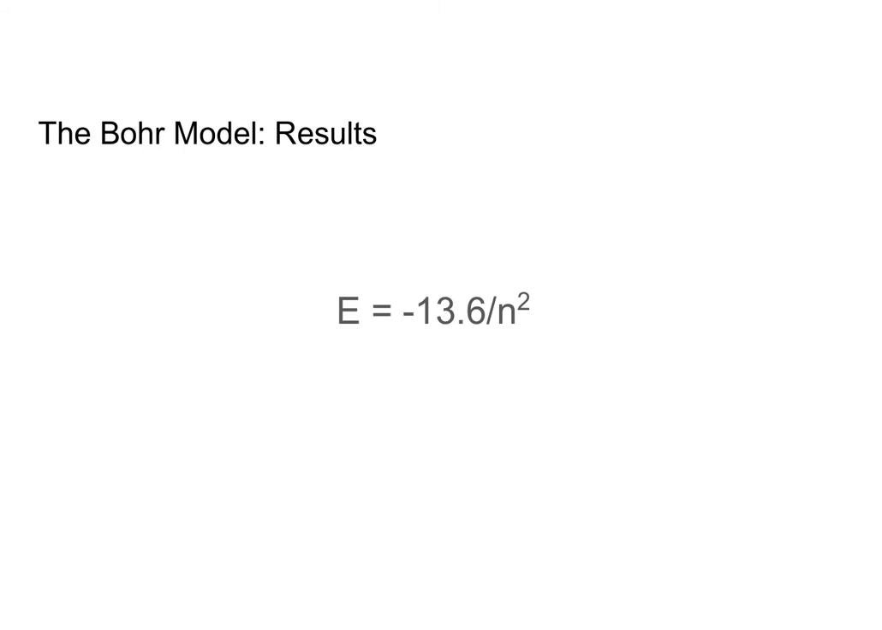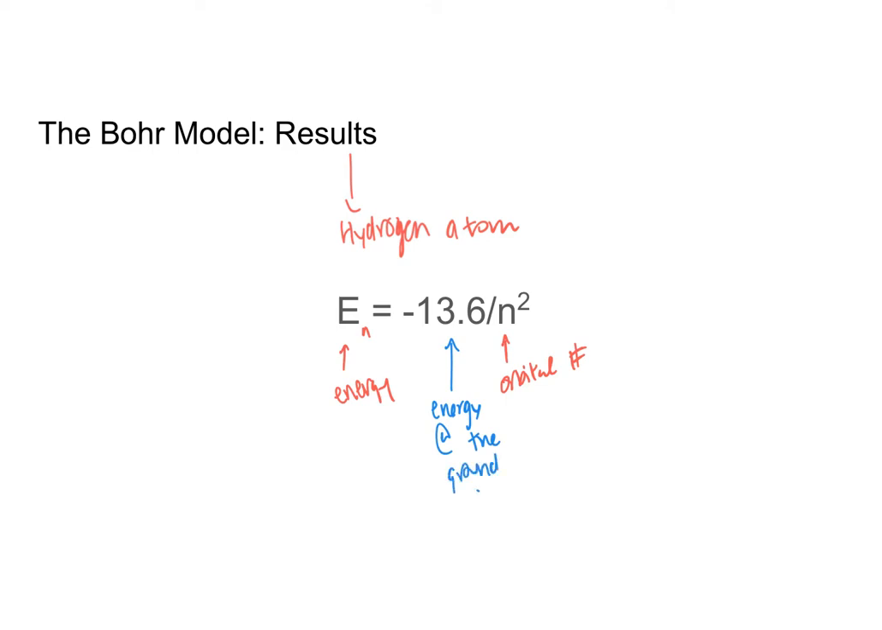So when we apply the Bohr model to the hydrogen atom, which has, as you know, one proton and one electron, what we get is that the energy at any given energy level is equal to negative 13.6. So again, E, the energy at a given orbital, is given by negative 13.6 divided by the orbital number squared. And just so you're aware, negative 13.6 is the energy at the ground state, so at the lowest possible energy level, n equals 1. So this is going to be our key equation for understanding the energy transitions in a hydrogen atom.